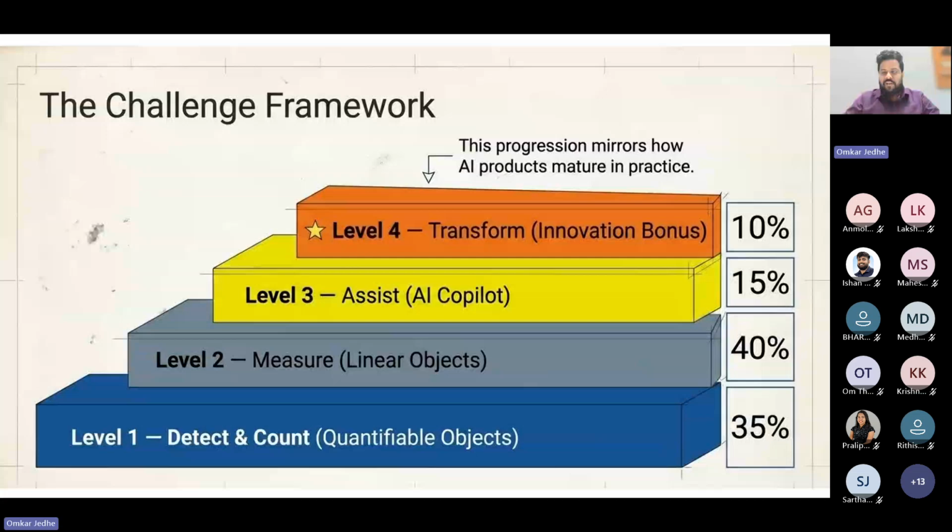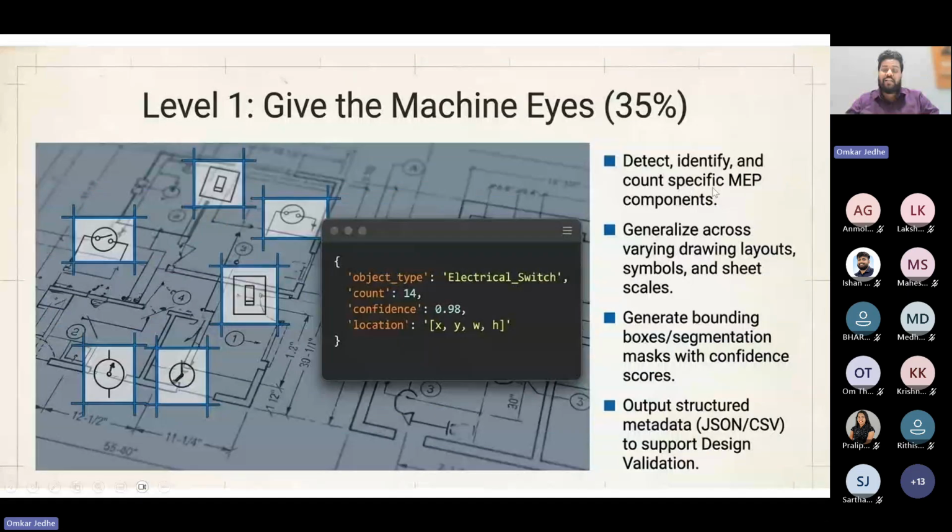So we'll understand the levels a little bit in depth. Level one is give the machine eyes. As I said, identify the objects. So detect, identify, and count specific MEP components in the drawing. Generalize across varying drawing layouts, symbols, and sheet scales.